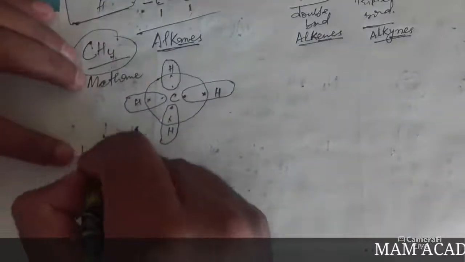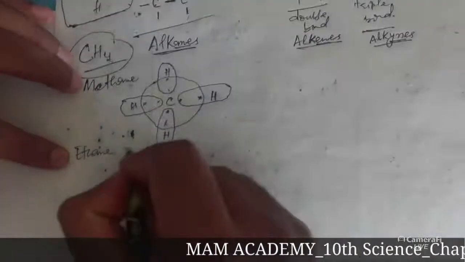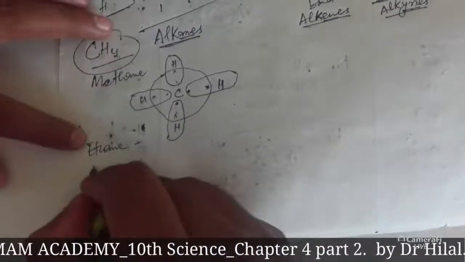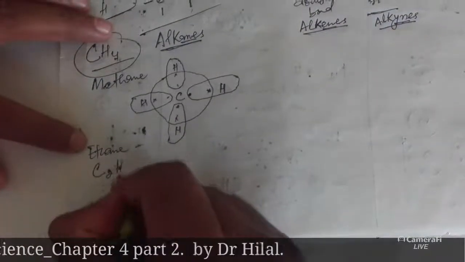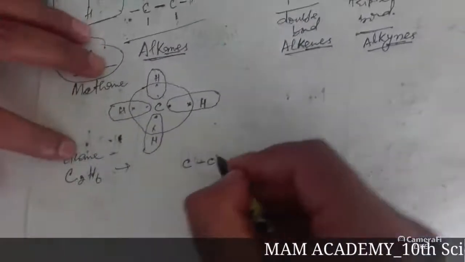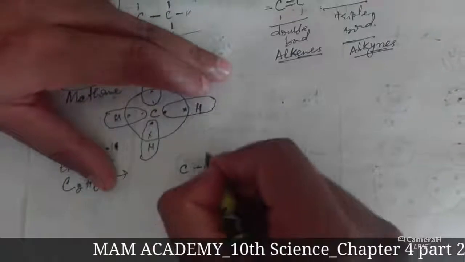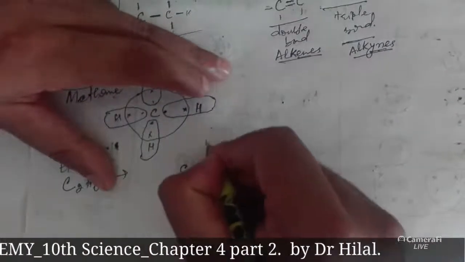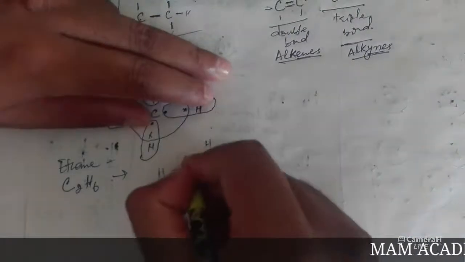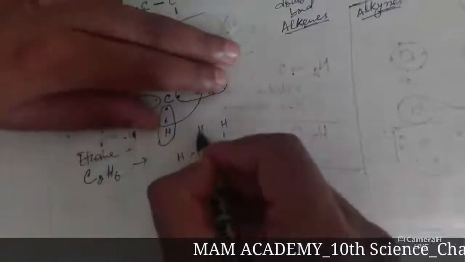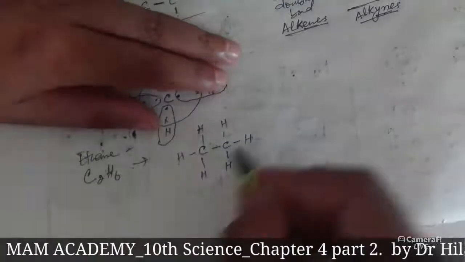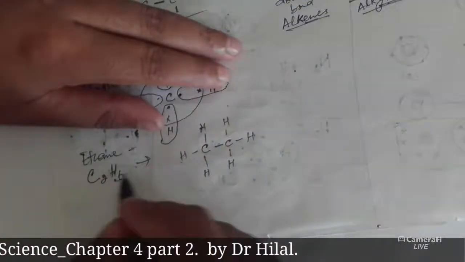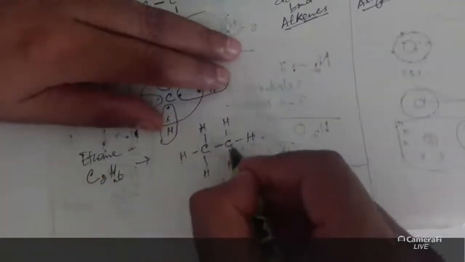Now what about ethane? In ethane we have the molecular formula C2H6. I will try to draw the structural formula first. This is my ethane, H6. You see how it will come. It is coming this way, 1 2 3 4 5 6. So H6 and C2, carbon 1 and carbon 2.